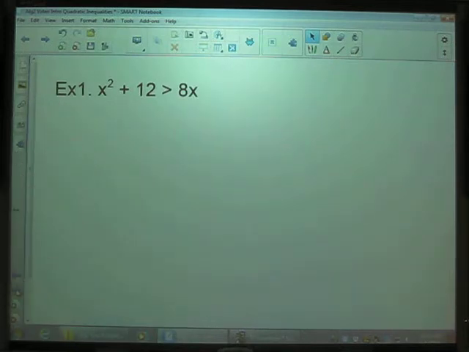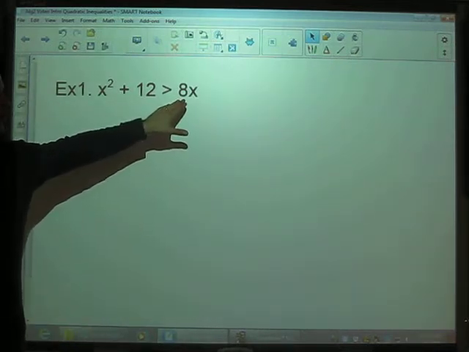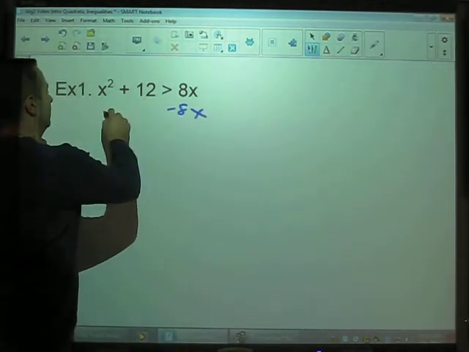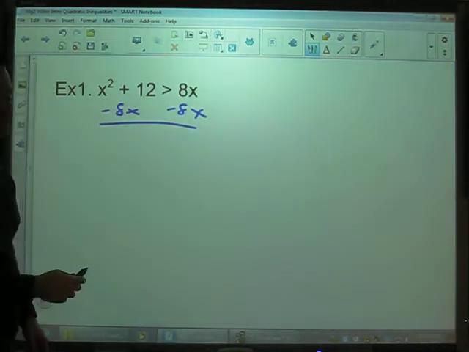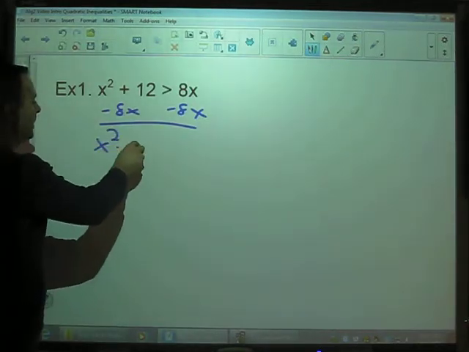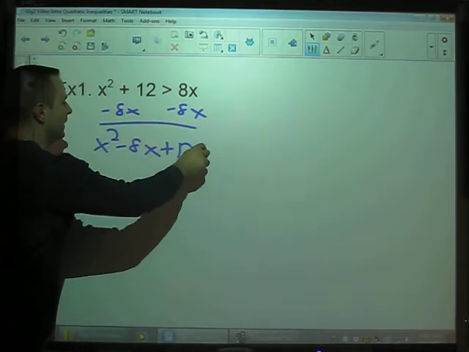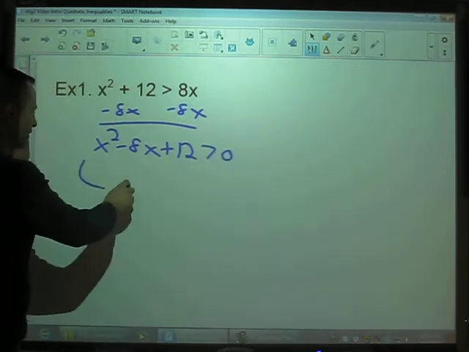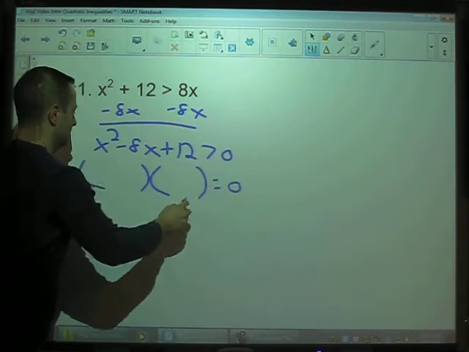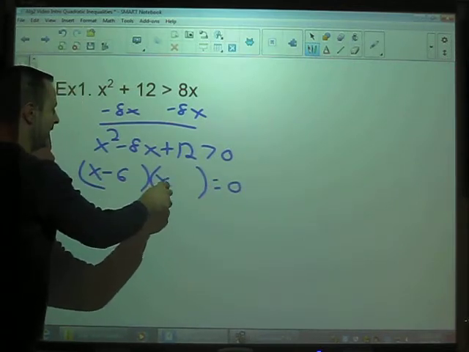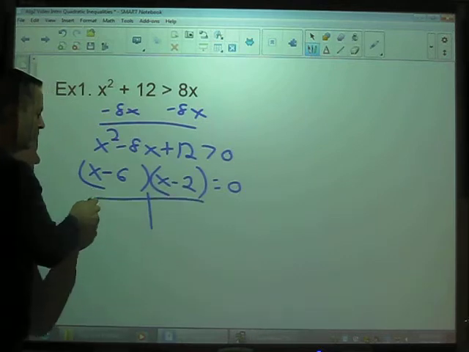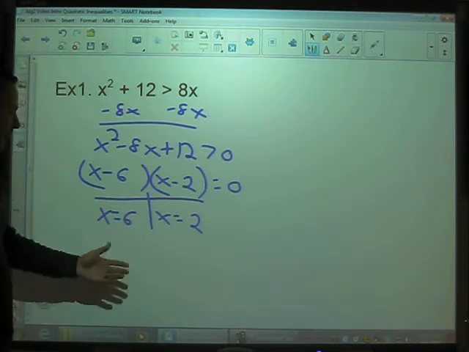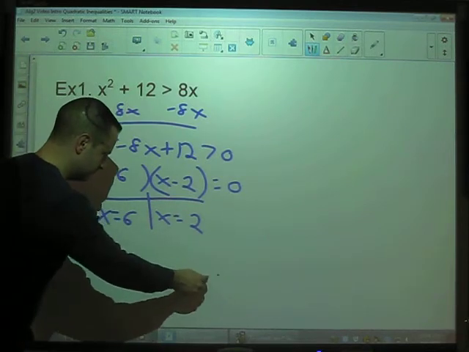Another example, for this one you notice it's not in standard form with a 0 over here. So our first step is to bring that over. And writing this in descending order of exponents, we get x squared minus 8x plus 12 is greater than 0. And now we just follow our procedure. We're going to start factoring. So this will be x minus 6 and an x minus 2, which gives us x equals 6 and x equals 2. Okay, we know these have to go onto a number line.